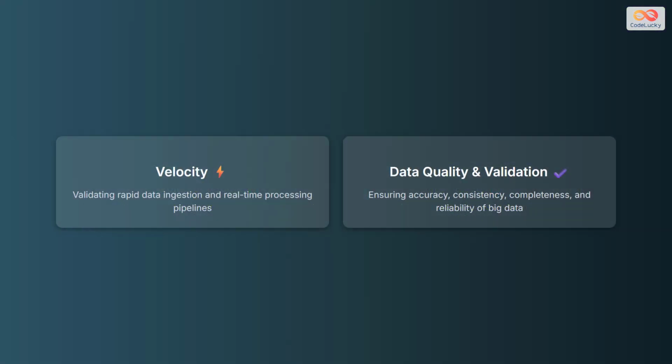Another key challenge in big data testing is velocity, which refers to the speed at which data is generated and processed. Validating rapid data ingestion and real-time processing pipelines require specialized techniques. Finally, maintaining data quality and validation is paramount. It's essential to ensure the accuracy, consistency, completeness, and reliability of big data.